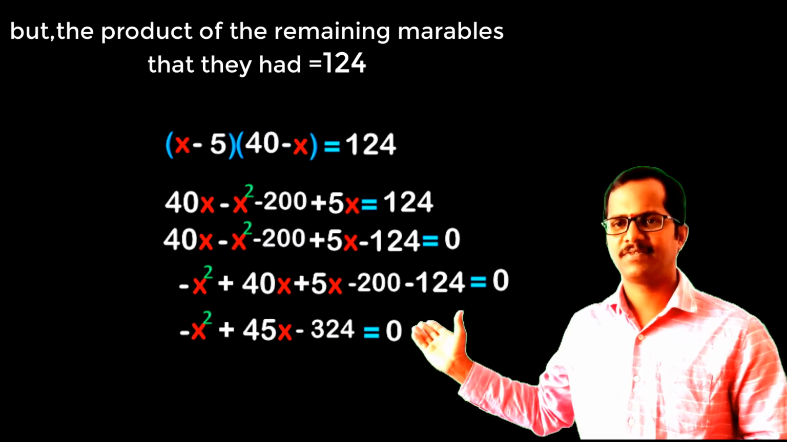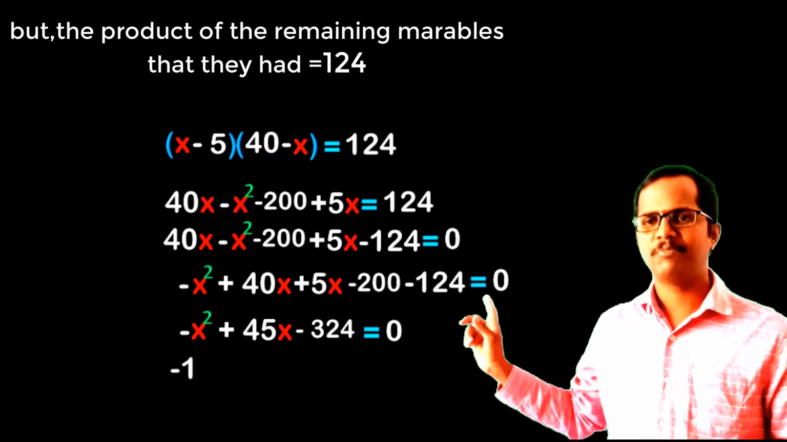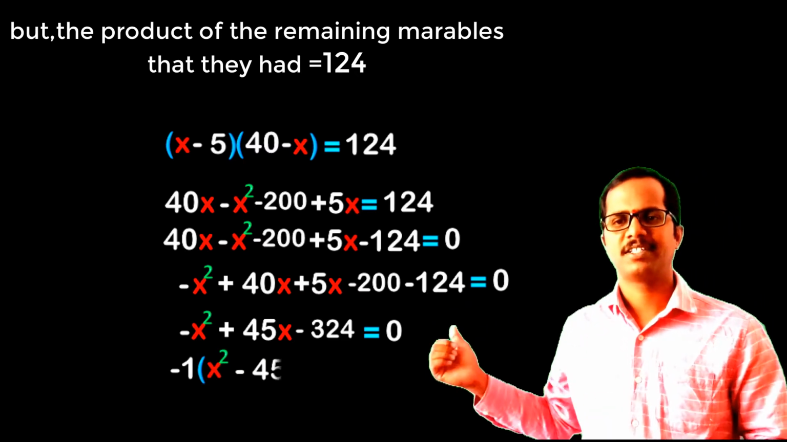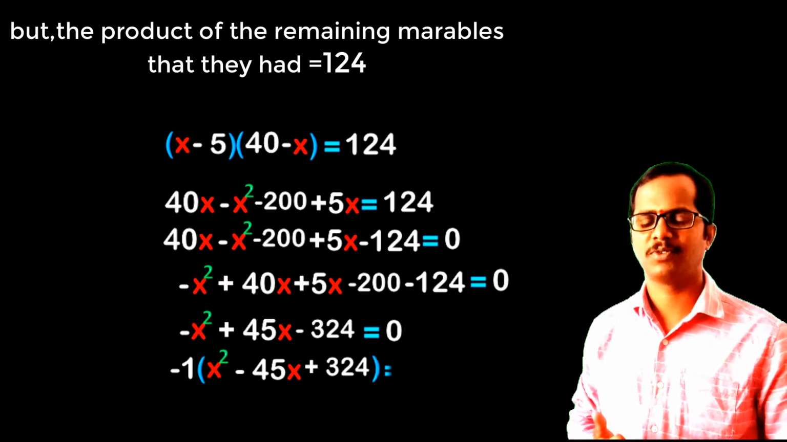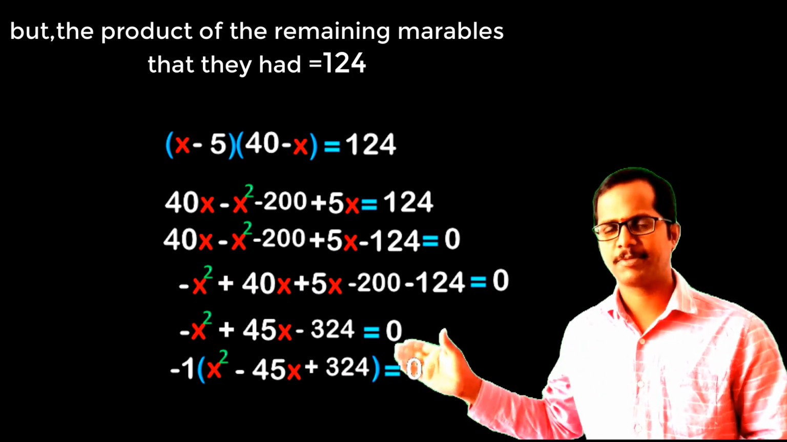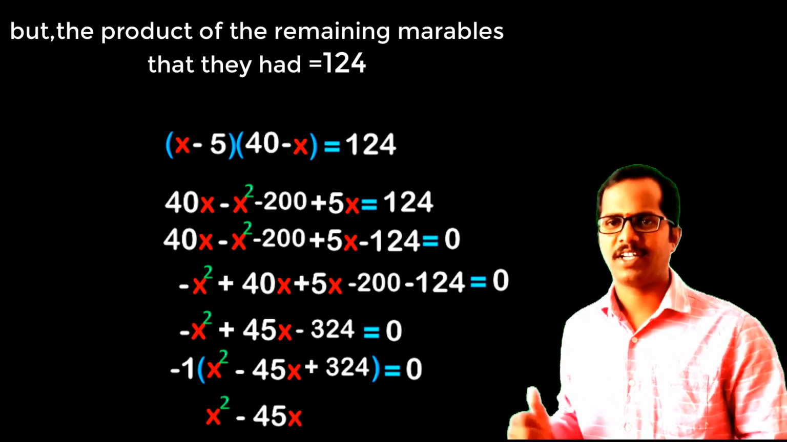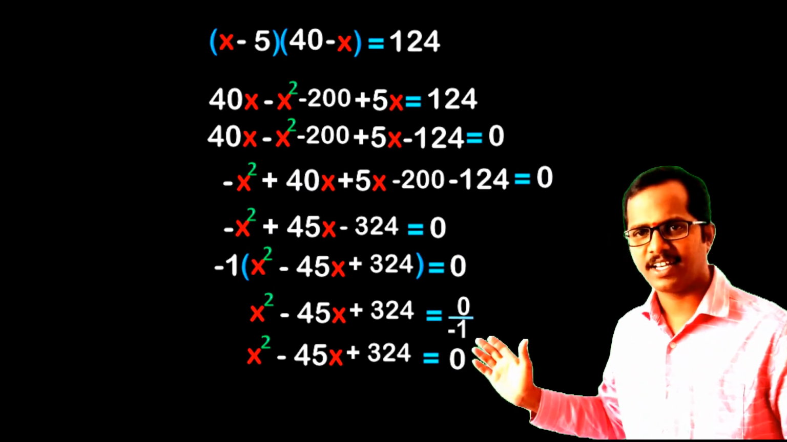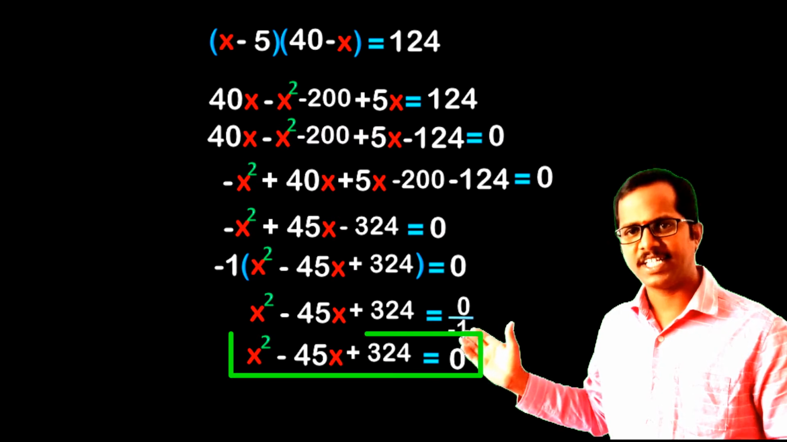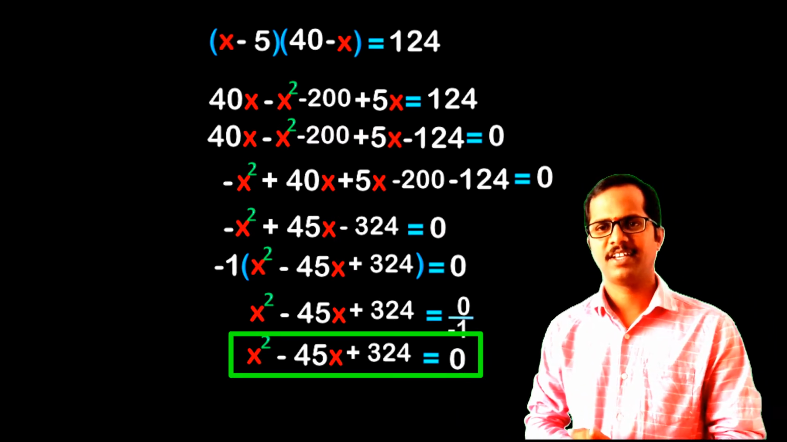And if we take minus 1 as common from this, we get minus 1 into bracket x square minus 45x plus 324, which equals 0. And by simplifying this, by transposing minus 1 to the right hand side, we get x square minus 45x plus 324 equals 0. Now this is the quadratic equation that represents the given situation mathematically. Now let us see the next situation.